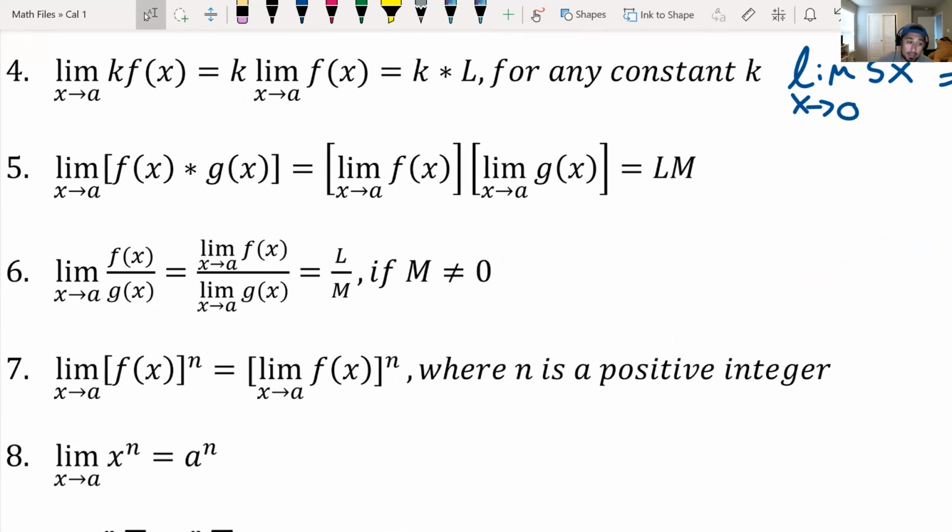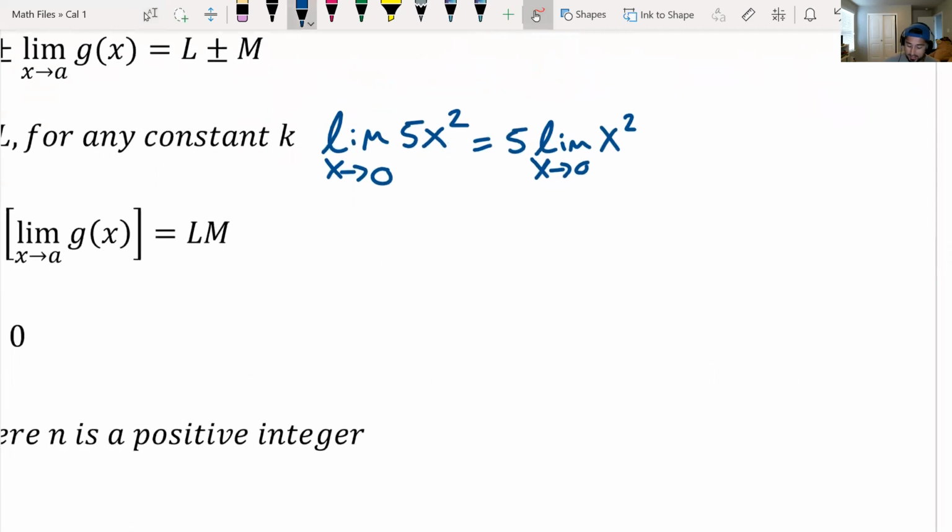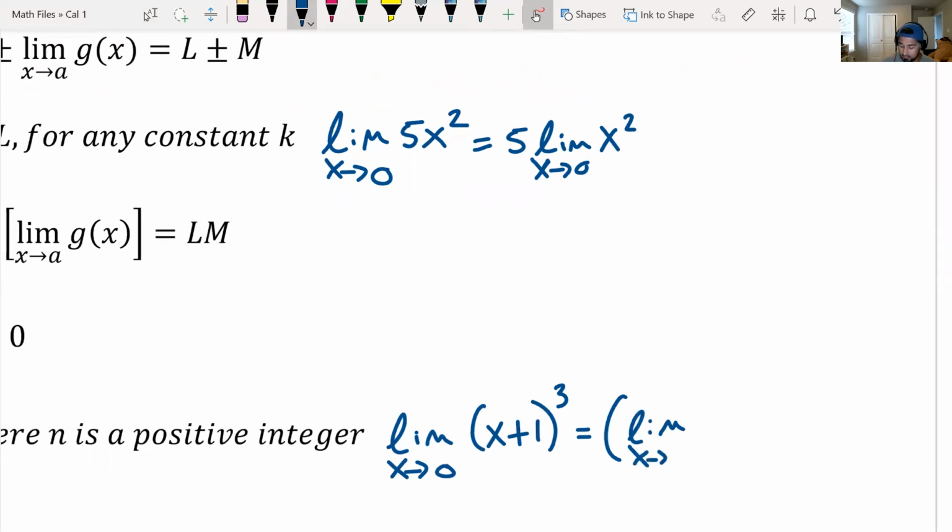Okay, 7, the limit as x approaches a of f of x to the n is the same as the limit of f of x to the n. So you can apply the limit inside that power function. So I guess I can make an example of that one. Let's say you had the limit as x approaches 0 of x plus 1 cubed. Well, all this property says is, hey, take this limit and put it inside.